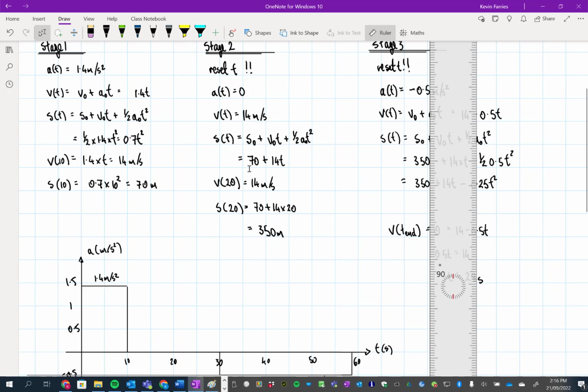Then the velocity is going to be constant for this stage. It's going to be constant at 14 meters per second for the whole stage because it was moving with constant velocity.